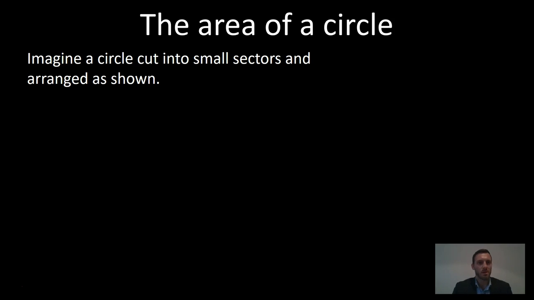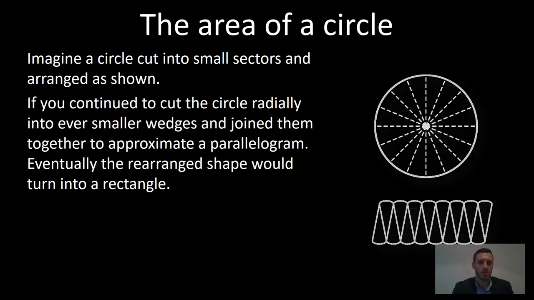Imagine a circle is cut into small sectors and arranged as shown here. If you continued to cut the circle radially into even smaller wedges and join them together to approximate a parallelogram, eventually the rearranged shape would turn into a rectangle. You notice the bottom parallelogram here is half the circumference. Therefore, we label it pi r, because the circumference of a circle is 2 pi r. And if we've got half of the circumference, that's pi r.